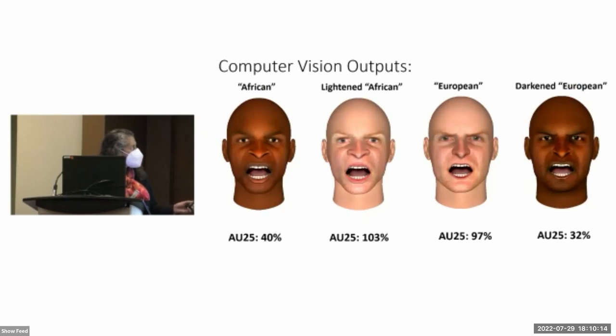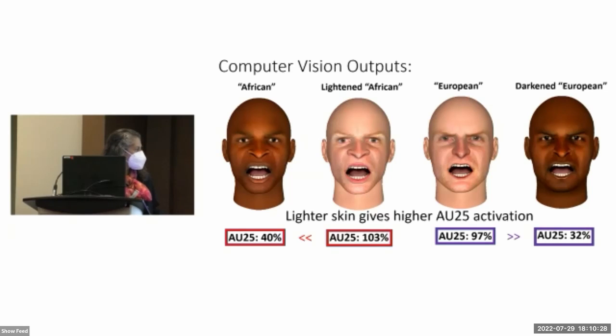which we can zoom in on here. So here we have an example of African, lightened same African, European, and darkened European. Again, we did this for many different random samples. But here, if we compare the two red boxes, you see that the lighter skin gives a higher AU25 activation. So these are the same expression, just skin color changes. And this is the same expression in the European model. Again, much bigger AU25 activation for the lighter skin.